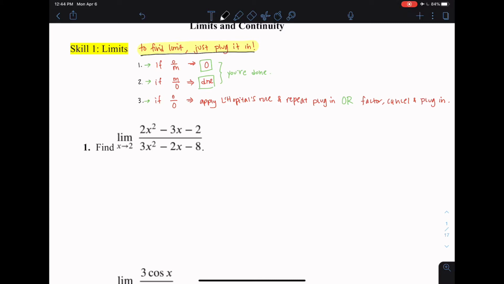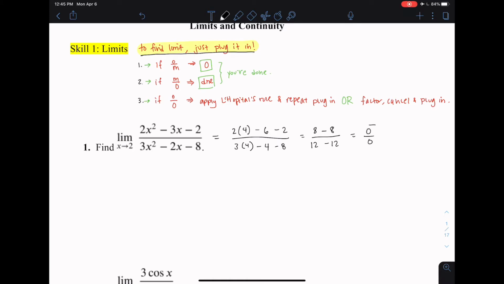So let's begin just by plugging this in. It's asking for the limit as x approaches 2. I'm just going to plug in 2. That's 2 times 2 squared is 4, minus 3 times 2 is 6, minus 2, all over 3 times 2 squared is 4, minus 2 times 2 is 4, minus 8. Next up, that'll give me 8, minus 6 minus 2 is 8. And in the denominator, I have 12. Minus 4 minus 8 is minus 12. So indeed, I get 0 over 0.